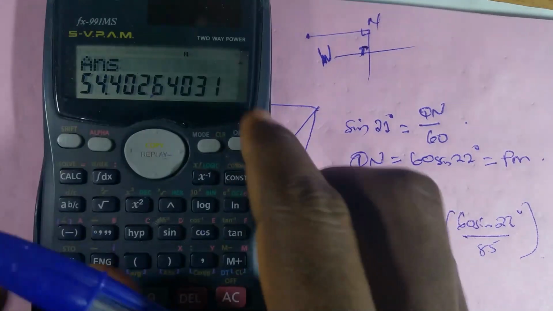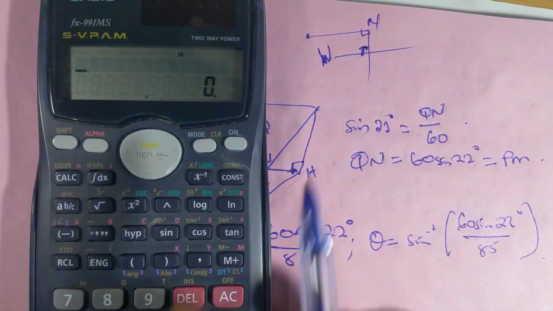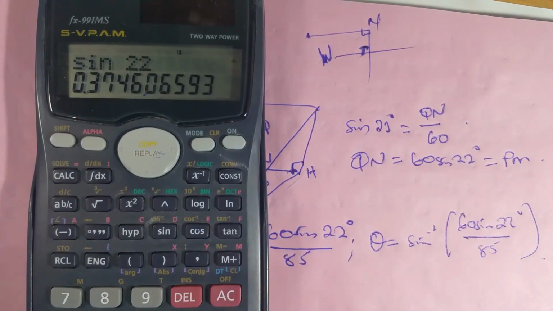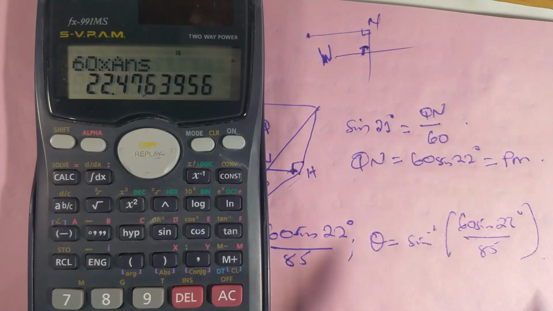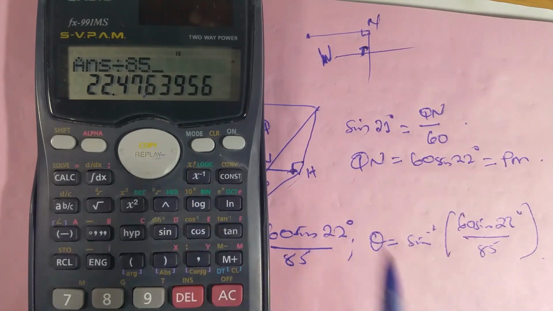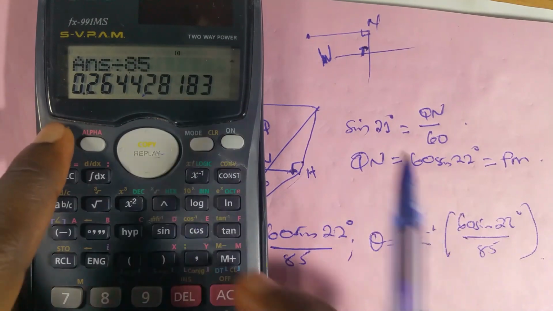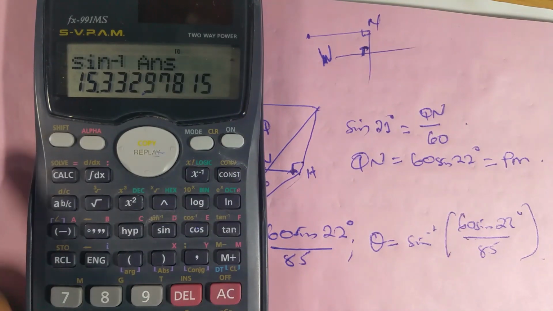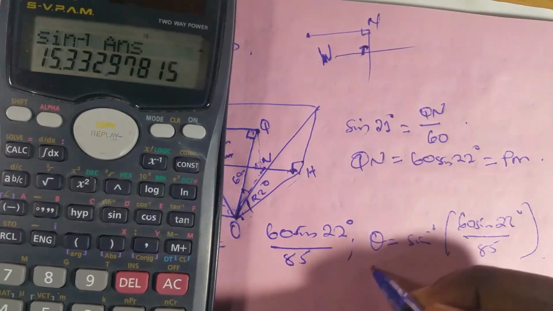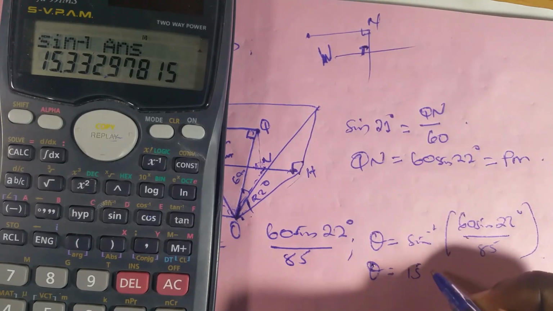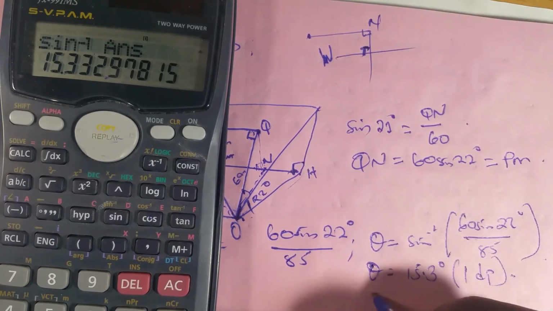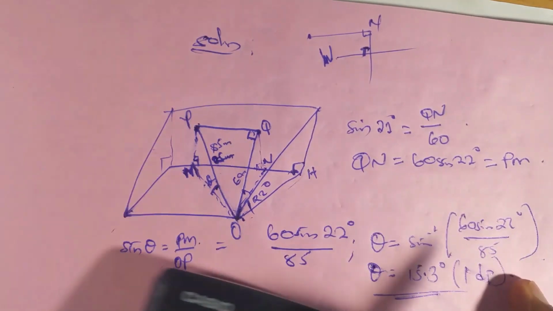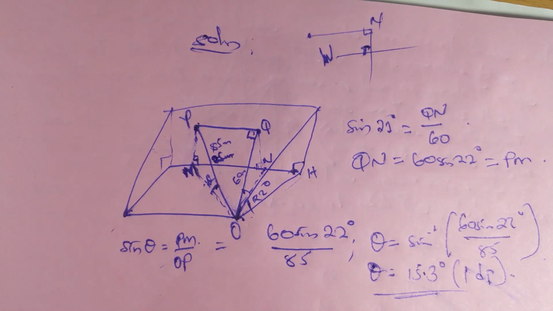We press that on the calculator. First of all sine 22, then 60 times that, then divided by 85, then arc sine of the whole of that will be 15.3 degrees. So theta equals 15.3 degrees, to 1 decimal place. That's what we have. Now they want us to find the total distance the man moves.